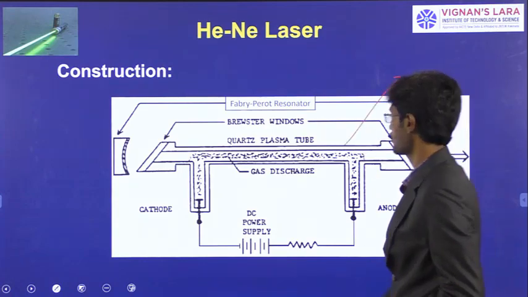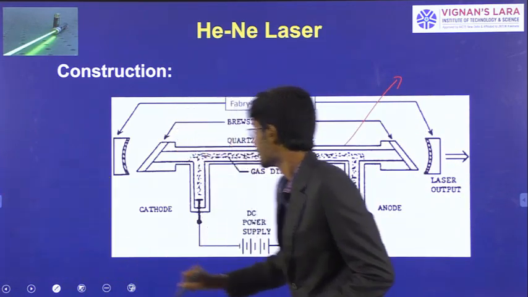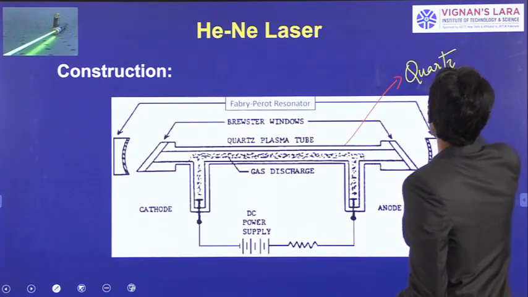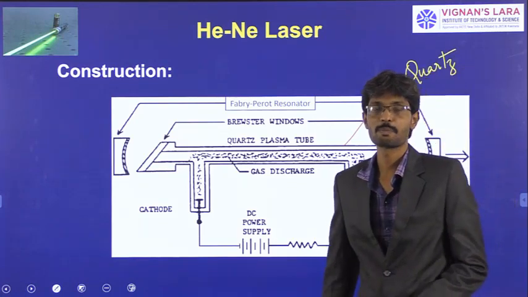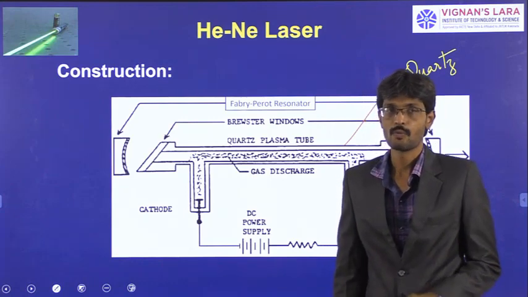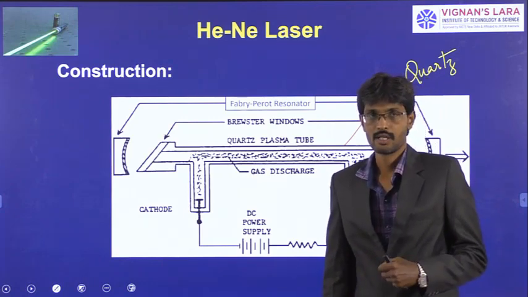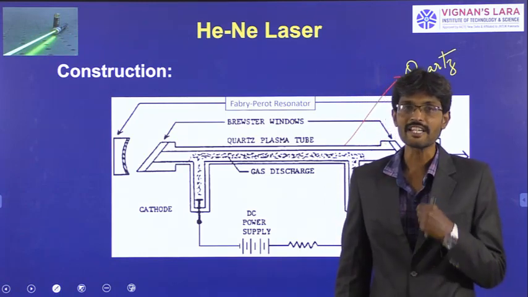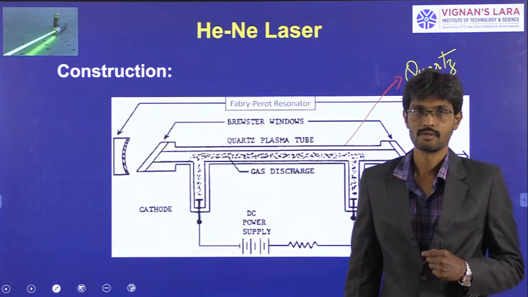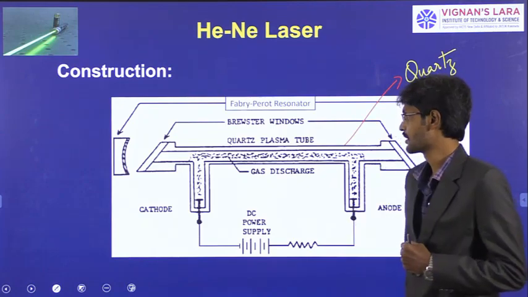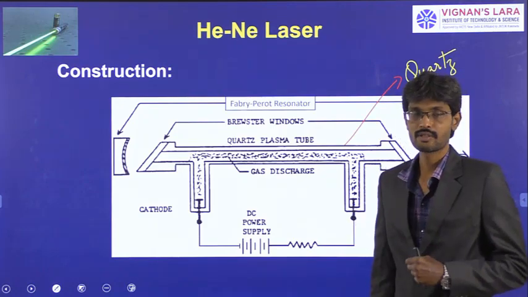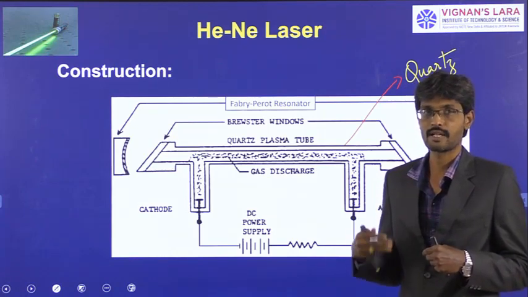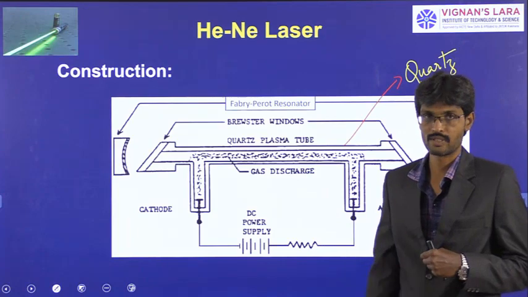This discharge tube is made up of quartz. The reason is that quartz is a material which has the ability of absorbing infrared radiations. That's why we use quartz here to enclose the helium neon gas. We can understand why we use quartz in a better way when we discuss the working.